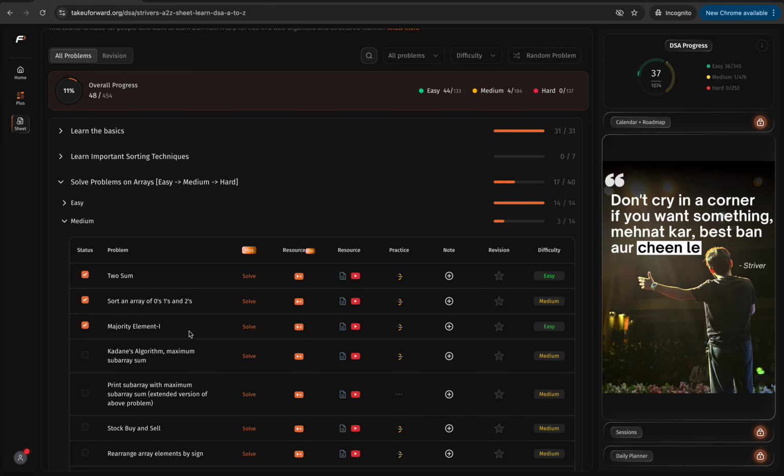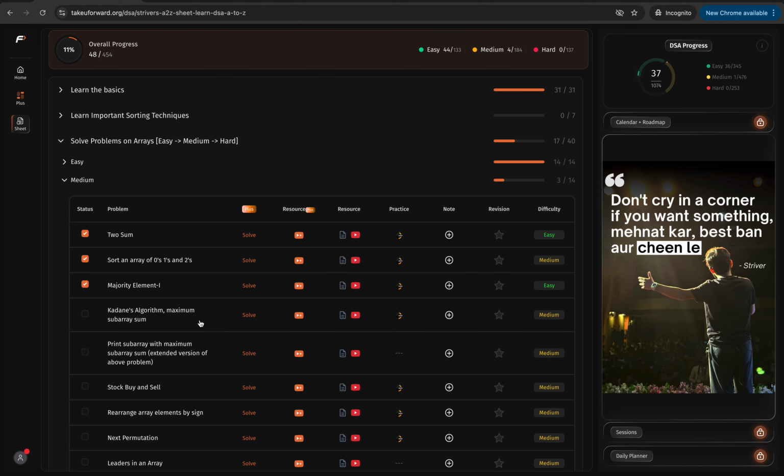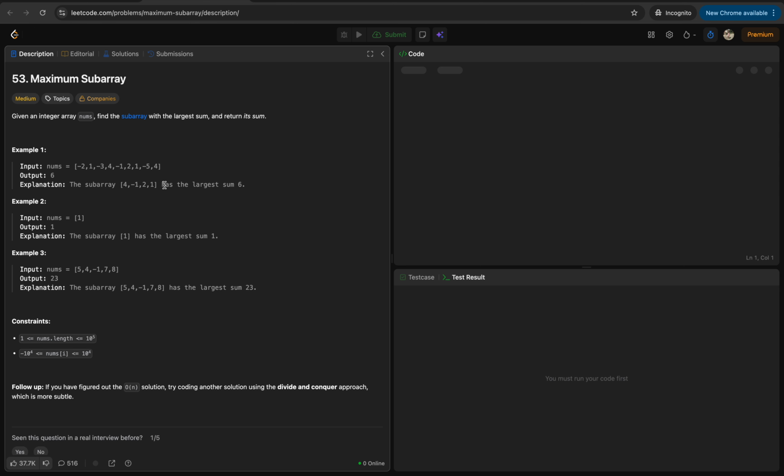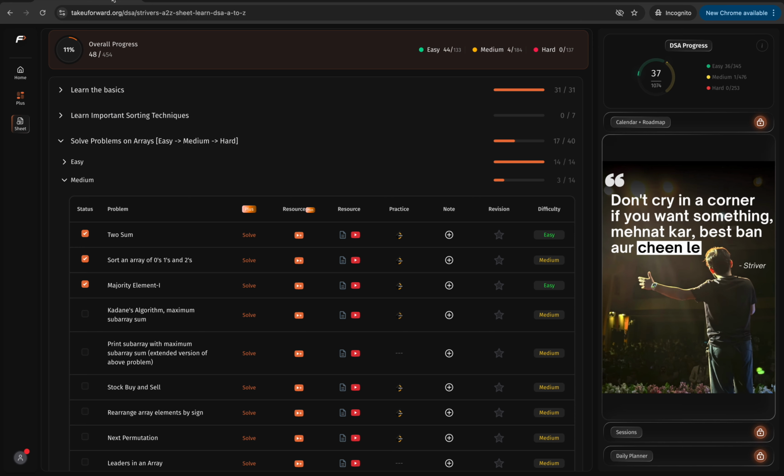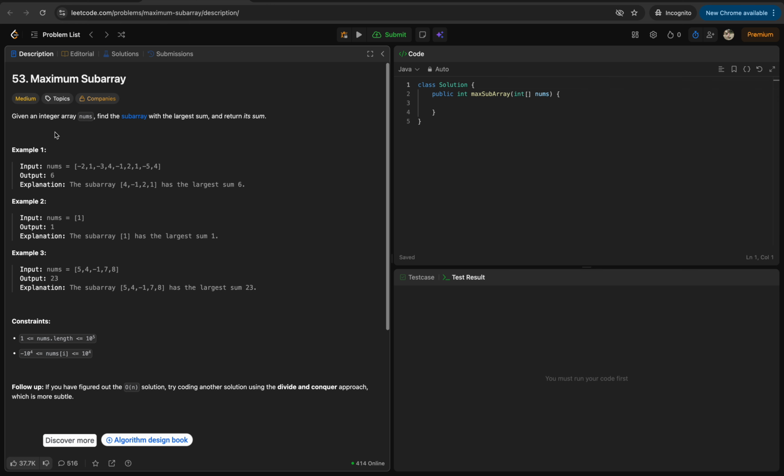Next question is Kadane's algorithm, maximum subarray sum. Do it on LeetCode. The question is: given an integer array, find the subarray with the largest sum and return its sum. The array can contain positives and negatives both.